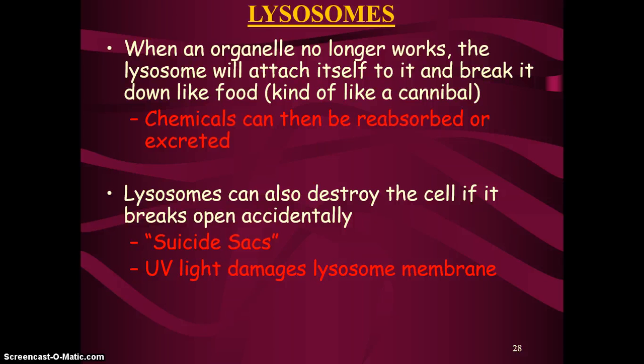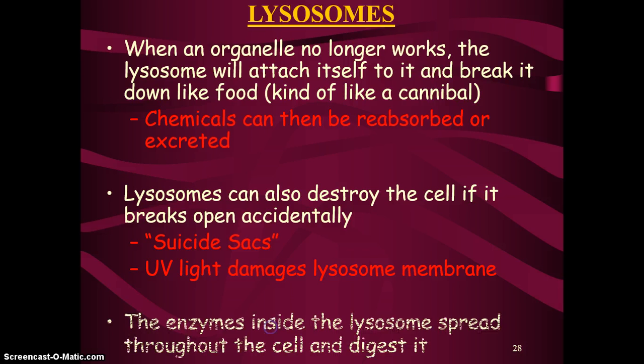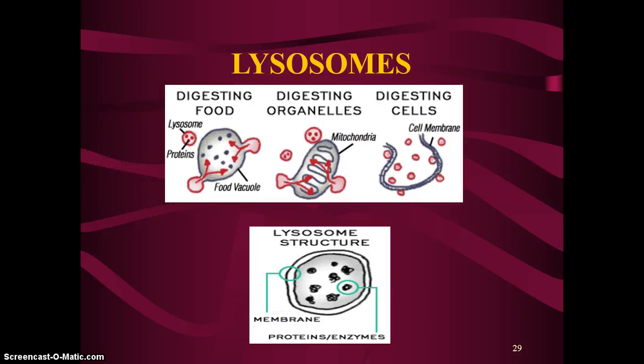Lysosomes are also known as a suicide sac, and ultraviolet light damages lysosome membranes. We have to be careful around those ultraviolet rays. The enzymes inside the lysosome would then spread throughout the cell and digest it, so it destroys the cell if it's accidentally opened up, especially by ultraviolet radiation. Here's what the structure of it looks like and how it works.